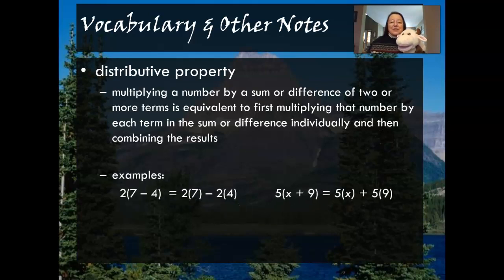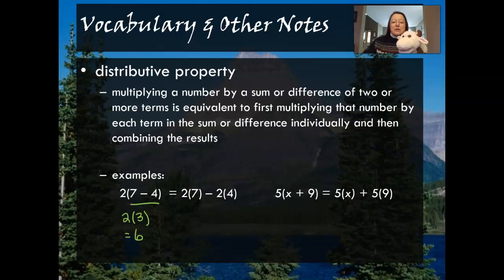Let's break down the definition with the first example. It says multiplying a number by a sum or difference of two or more terms is equivalent or equal to. Let's stop there. The first part says we would combine the 7 minus 4, which gives us 3, and multiply by 2. We're multiplying a number by the result, or the sum or difference of two or more terms. And this gives us 6.